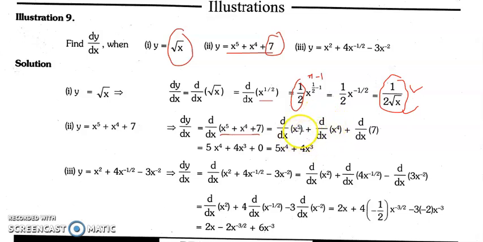So x raised to the power 5, here the power is 5. So 5 would come forward and the power would be reduced by 1. So 5x raised to the power 4 plus dy by dx of x raised to the power 4, this is 4x cube, and dy by dx of the constant 7 would be 0. So the derivative of this whole function would be 5x raised to the power 4 plus 4x cube. Okay. Now the third part is this one, x square plus 4x raised to the power minus 1 by 2 minus 3x raised to the power minus 2.